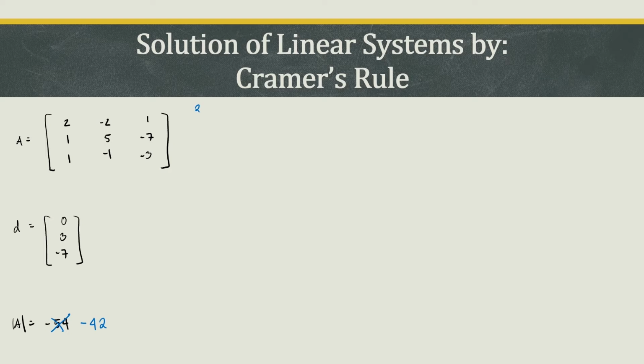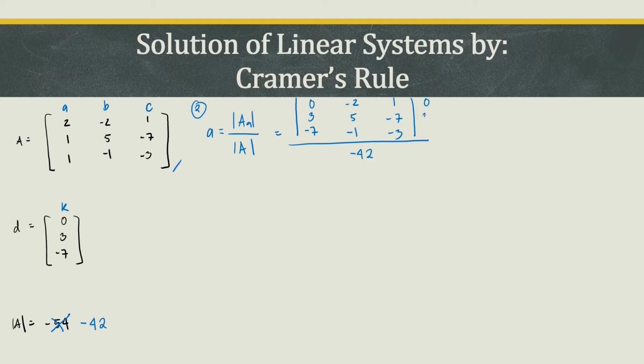Now, for our second step, we would solve for the variables. The first variable is a. So this is our formula. This is a, b, c. This is our constants. We would just copy the coefficient matrix, but instead of the coefficients of a, we would use the values of the constants. So it would be 0, 3, negative 7, negative 2, 5, negative 1, then 1, negative 7, then negative 3, all over negative 42. Then we would copy the first two columns since we would be doing diagonal multiplication here.